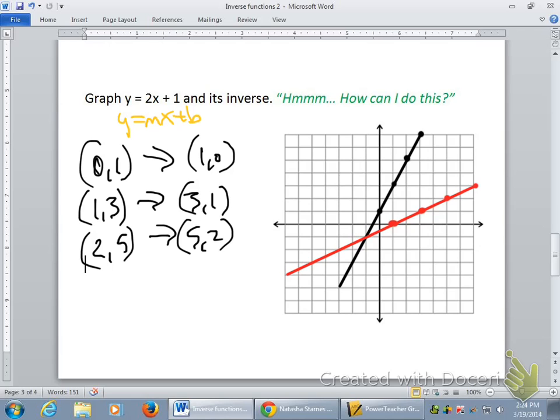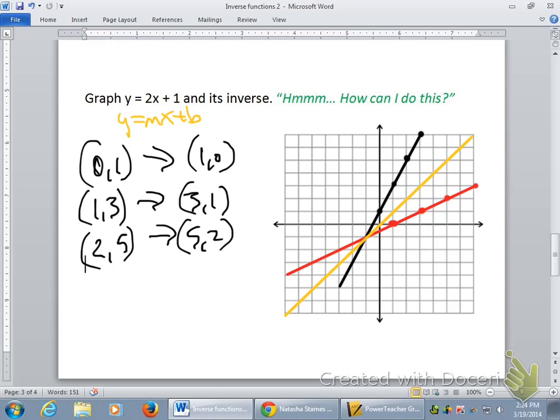And does that look like it's a reflection? Sometimes it's hard to tell unless you have that line y equals x. I like to always draw that line y equals x because to me it's way clearer when you can see that. And yes, it is. It's definitely a reflection, isn't it? So were we able to graph its inverse?